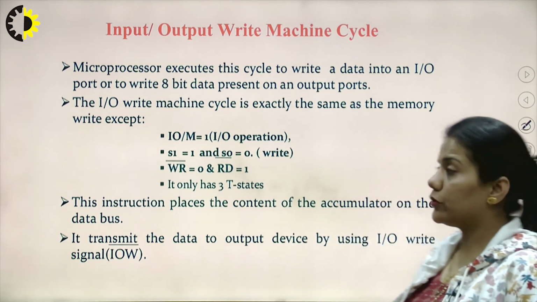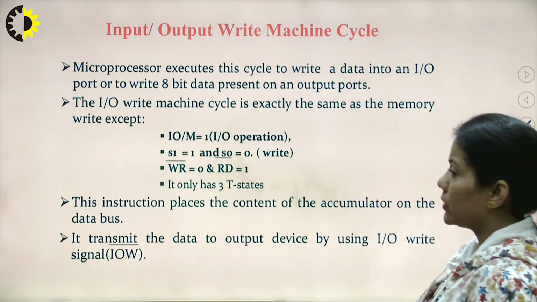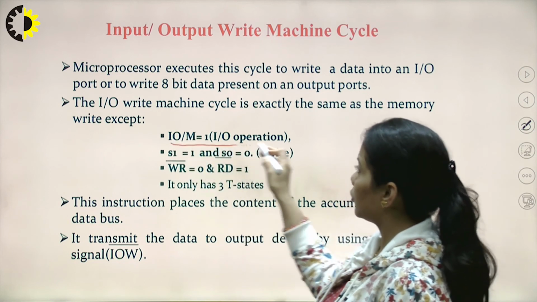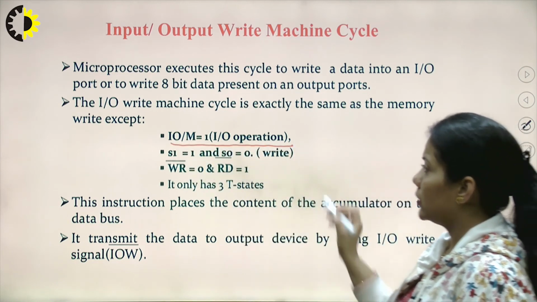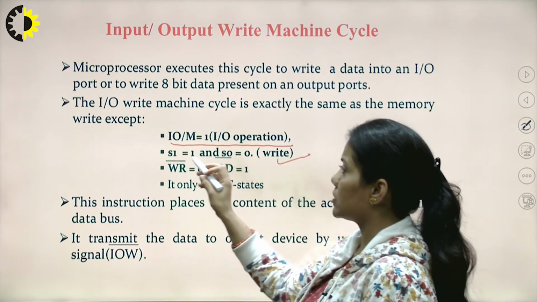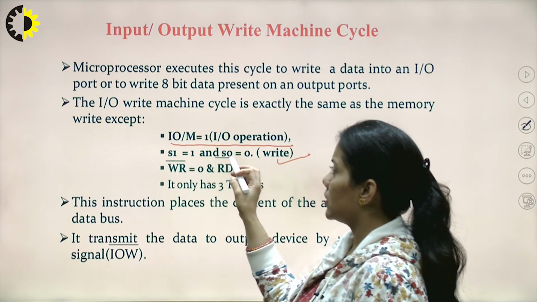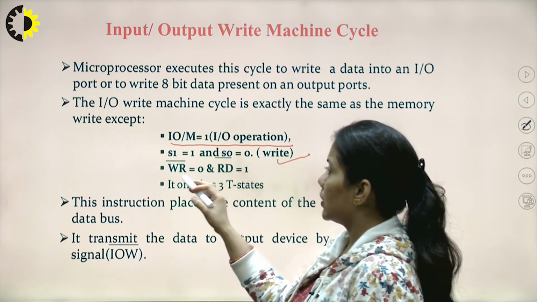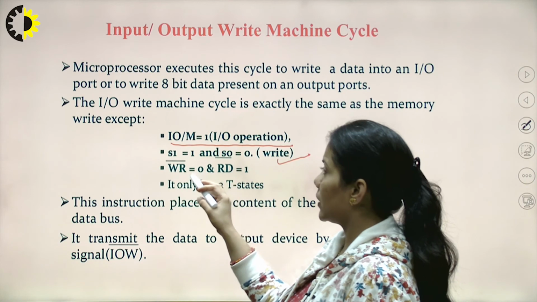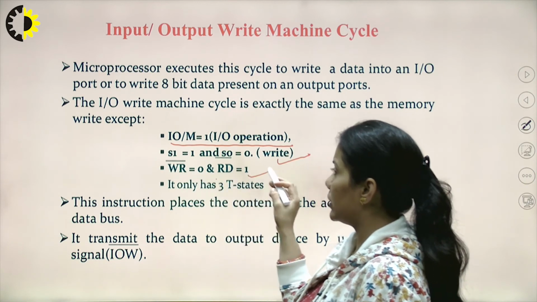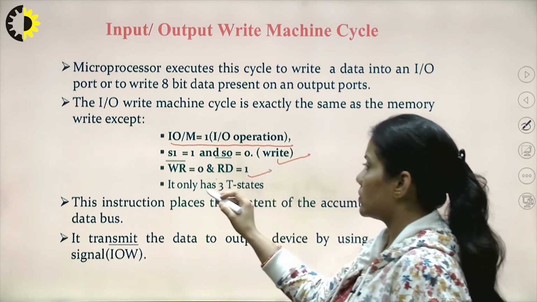Now the input output write machine cycle. During this cycle again the input output operation is there, so it is high. Since this is the write operation, S1 is 0 and S1... S1 is 1 and S0 is 0. For write and read, read is 1 and write is 0. So it has 3 states again.